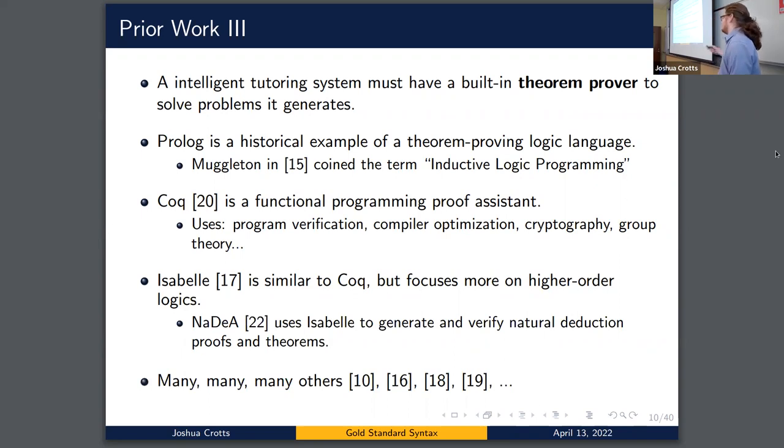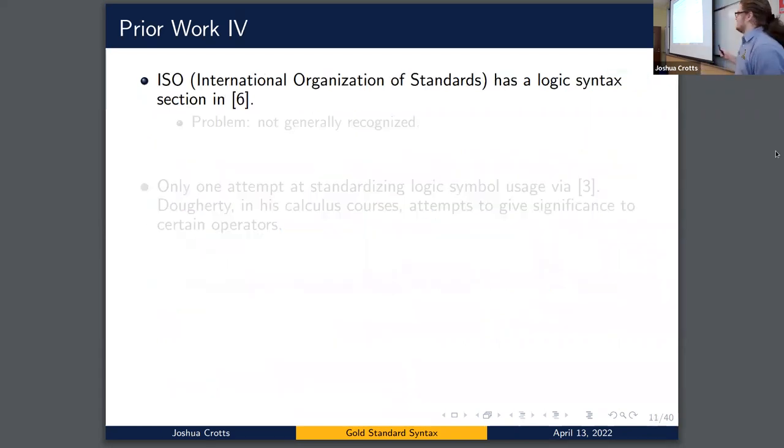And importantly, there are many, many, many others, as we referenced here, but a lot of them sort of branch out into different subsets of math and computer science. So we're going to omit their discussion. All right, so jumping into standardized syntax.